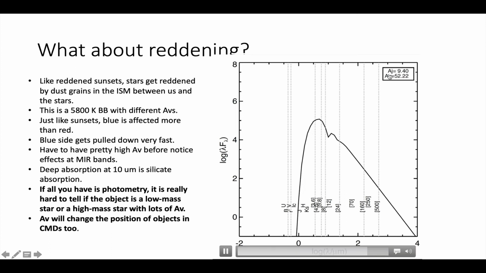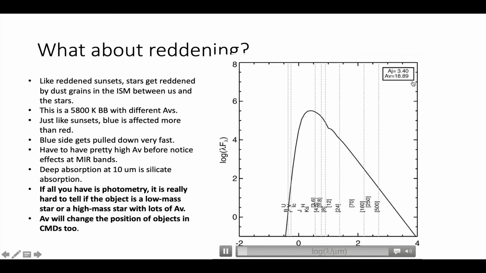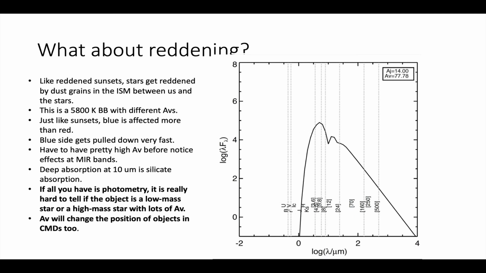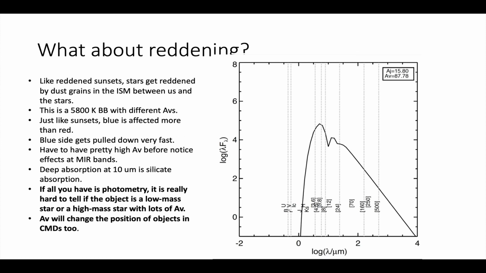I do not need very much reddening at all to affect the blue. Here in the upper right, we've got AJ because that's the units that my code works in. It's the amount of extinction at the J band in units of magnitudes. But some astronomers find it easier to think about AV, the amount of extinction in the V band. So you can see that AV gets larger faster than AJ. That's because V is shorter wavelength than J. And you can see when you watch the movie that the blue side gets pulled down really, really fast. It does not take very much dust at all to pull down the blue side.